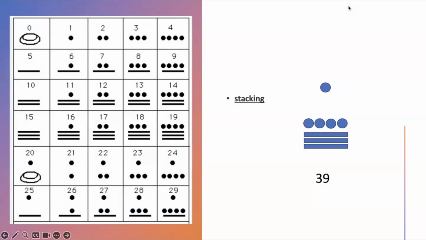Then you get 10, which is 2 bars, and then you count to 14 by adding dots. 15, of course, is indicated by 3 bars. You simply add dots all the way up to 19.